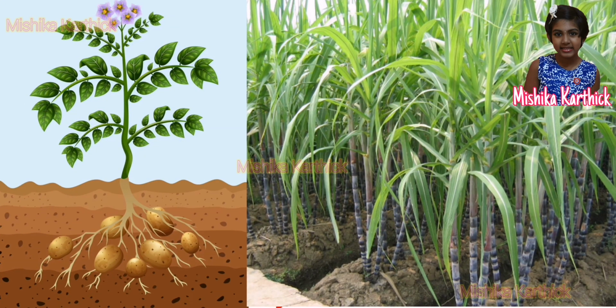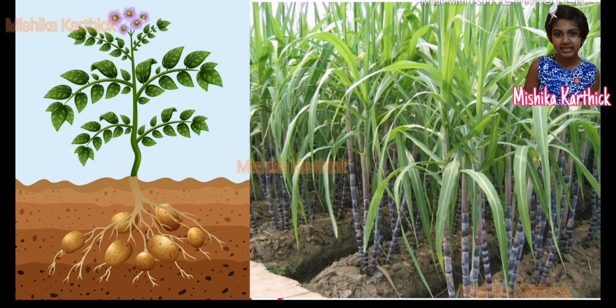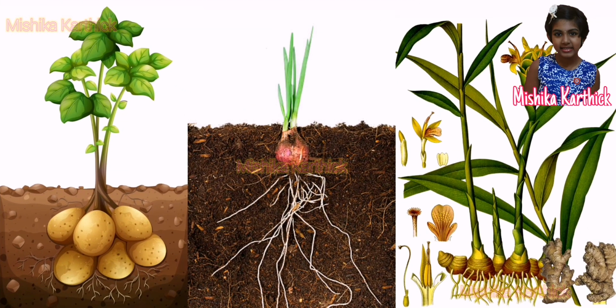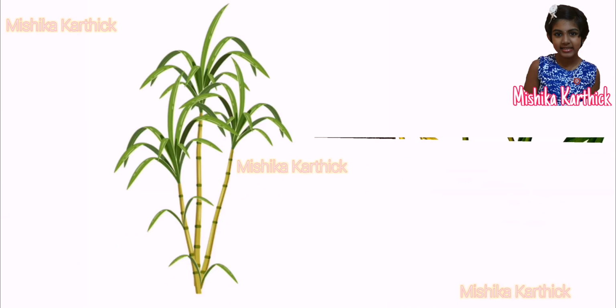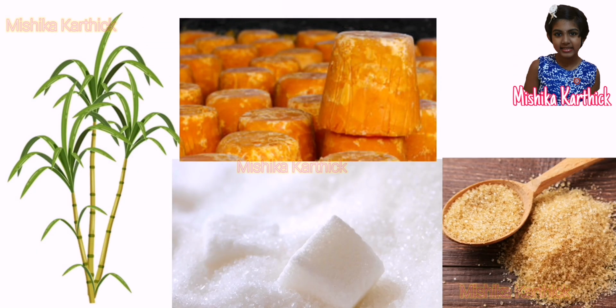Some plants like the sugarcane and potato store extra food in their stem. We eat the stem of these plants. Potatoes, ginger and onions are underground stems. Many things are made from sugarcane. Name some of them. Sugar, brown sugar and jaggery.